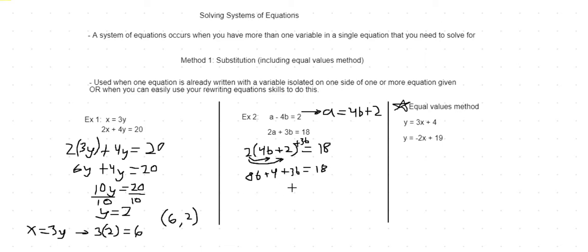Now, when I look at this, I would have 8b plus 3b is 11b plus 4 plus 18. I'd have 14 over here because I'd subtract the 4 on both sides. 11b, and b would be 14 over 11. Sometimes you will get solutions like that.